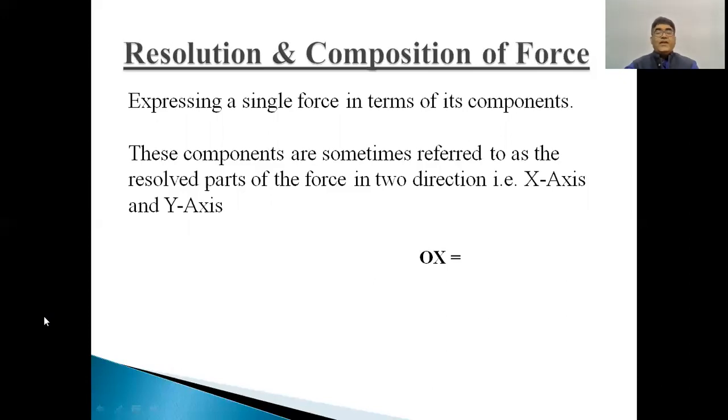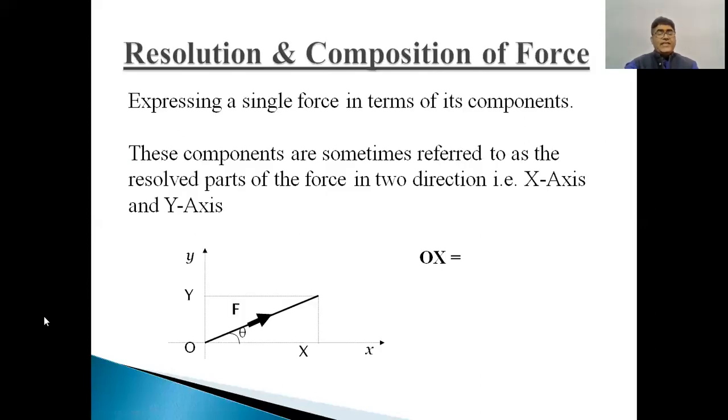So we can express a single force in a plane in terms of its components. These components are sometimes referred to as the resolved parts of the force in two directions. If we are taking the force in the xy plane, then the force will be divided into two components, the resolution of which are along the x-axis and y-axis.